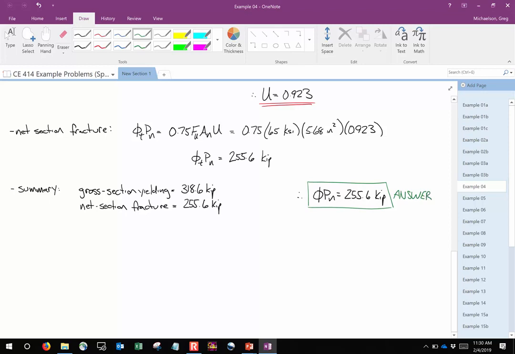Now, we got one other thing that we got to look at on this problem, and that's slenderness. But before I do that, I want to go off to the side a little bit.